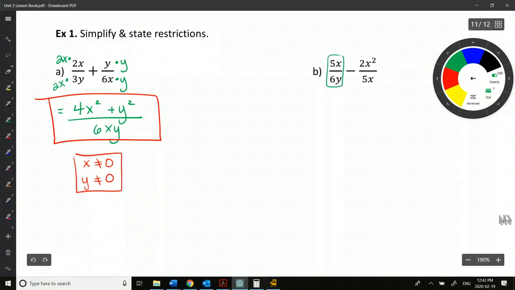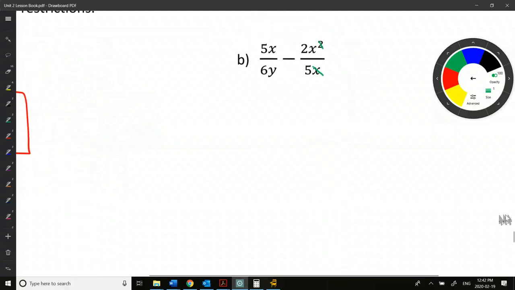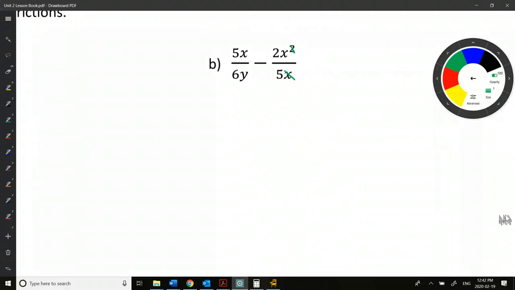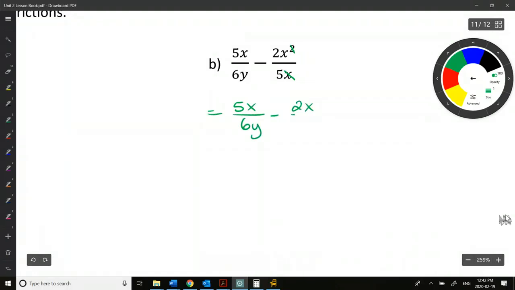Okay, so check in each individual fraction to see if you can reduce anything. I think 5x and 6y, they don't share anything common. How about this one? Zach? Yes, so we can reduce an x here. This is perfectly acceptable as long as it's in the same fraction, right? So I'm not going to cross-reduce anything, but I can reduce in an individual fraction just like we do any other fraction. Okay, so now we have 5x over 6y minus 2x over 5.